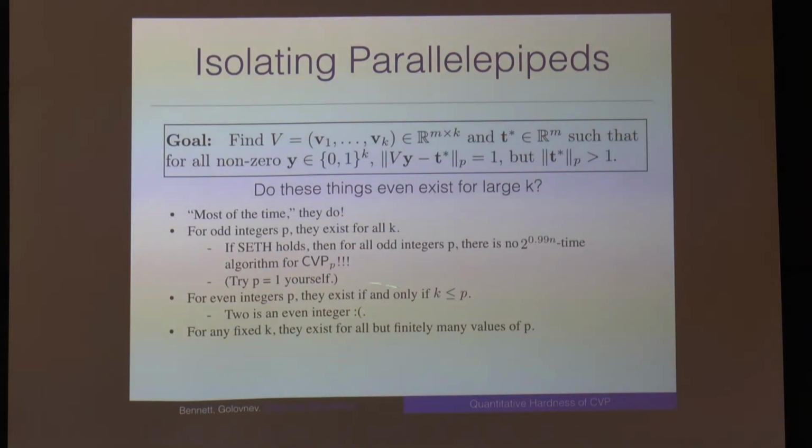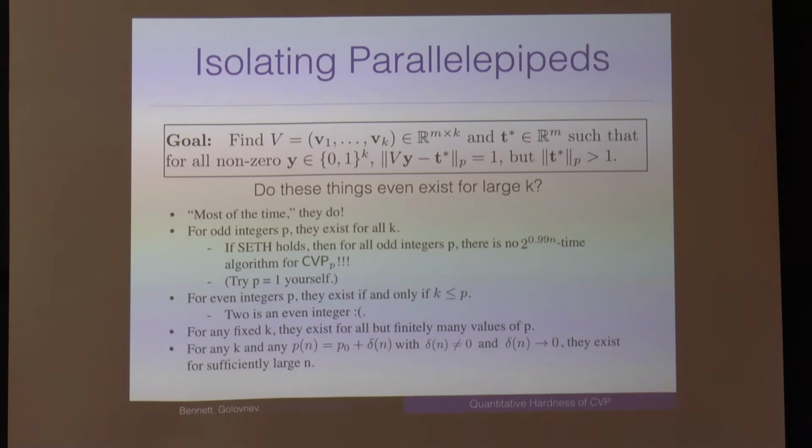And of course, this is a really strong negative result in the sense that for p equals 2, it means we can't go larger than k equals 2. So I showed you k equals 2, and we can't do k equals 3 even. So that's depressing. And then we have this harder to interpret result, which is that for any fixed k, these things exist for all but finitely many values of p.